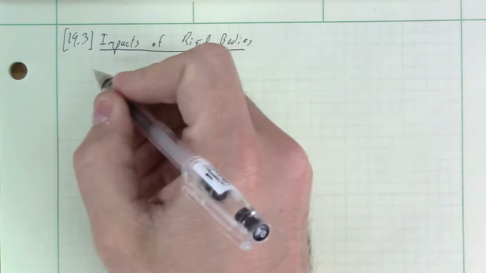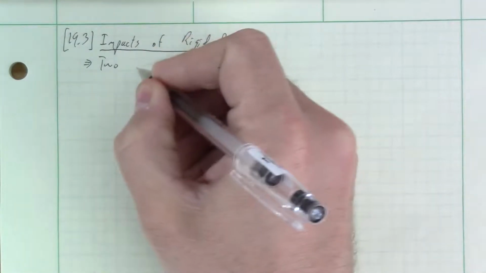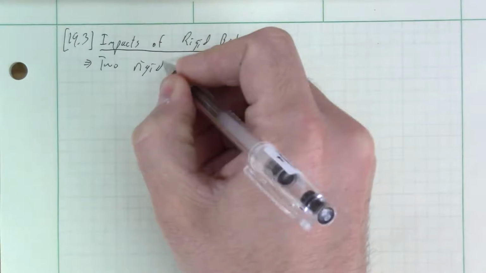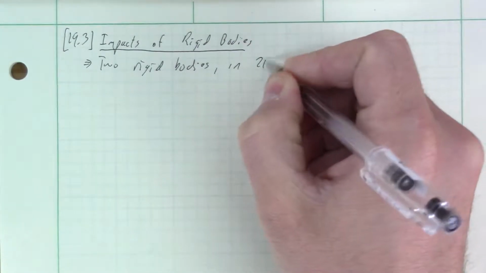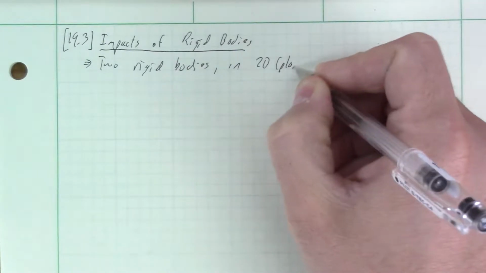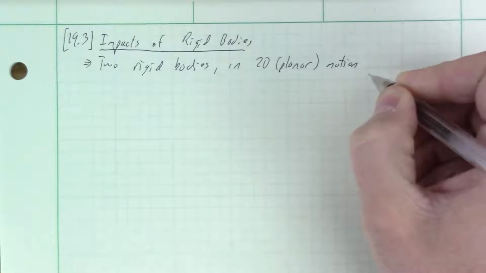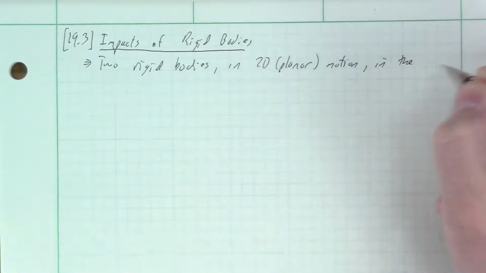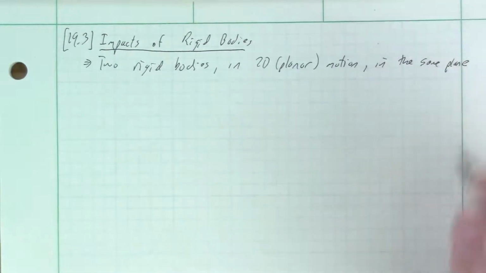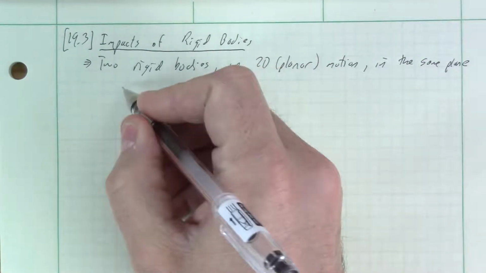Okay, so we are dealing with two rigid bodies in 2D planar motion. So all of the motion is limited to a single plane. They exist in the same plane, so they're in planar motion in the same plane, and then they collide.